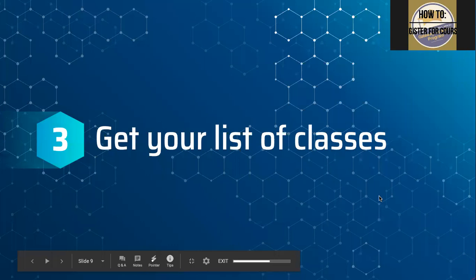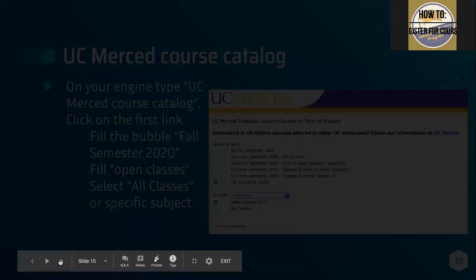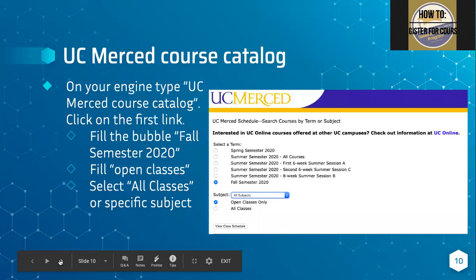All right then, so third is get your list of classes. Next slide. In order for you to know which classes you need, you will need to go on the UC Merced course catalog, and there's a screenshot of what it looks like. And every catalog is different.